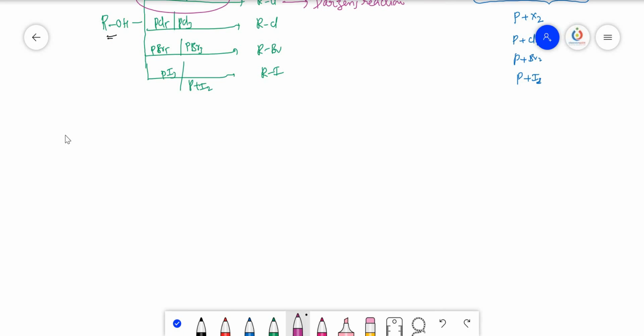Now let us see another reaction. One more reaction, Hunsdiecker reaction.